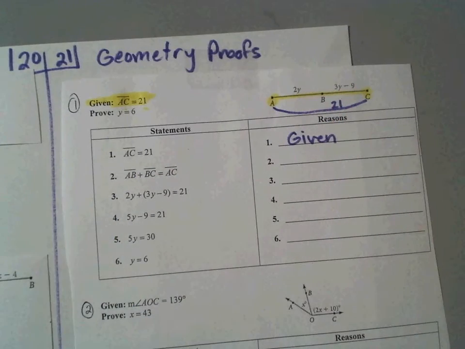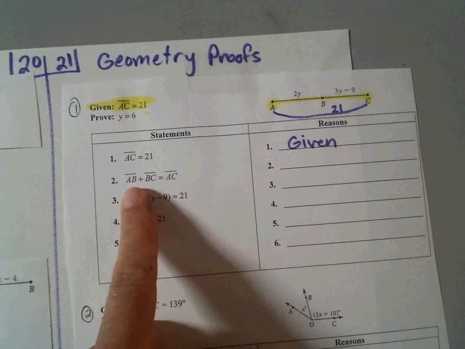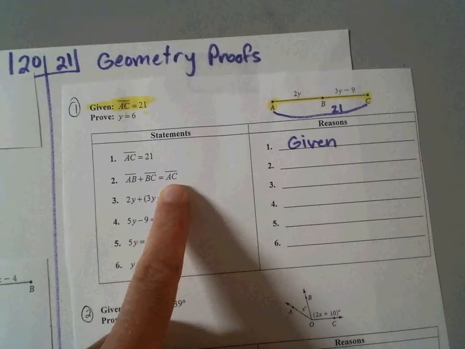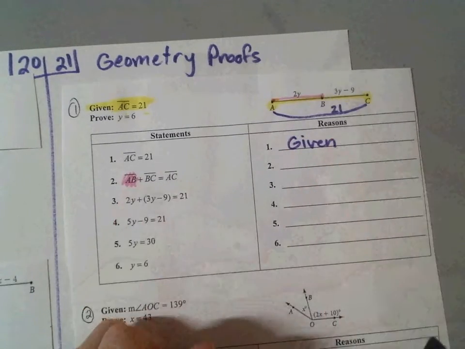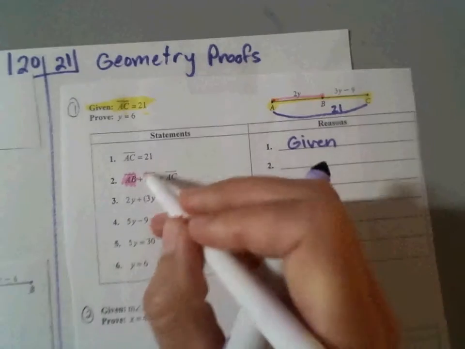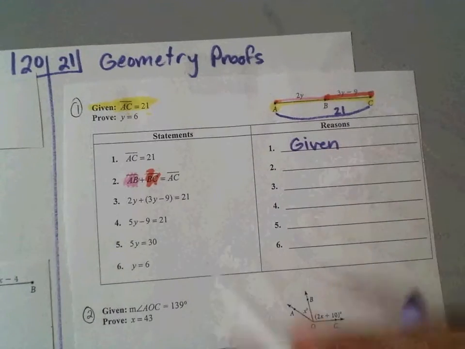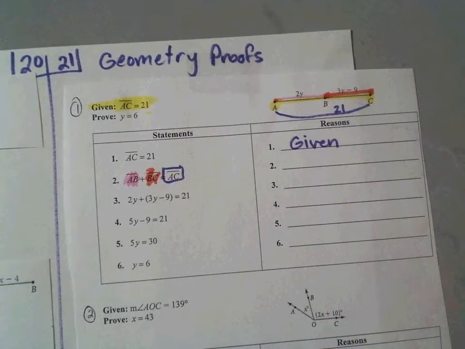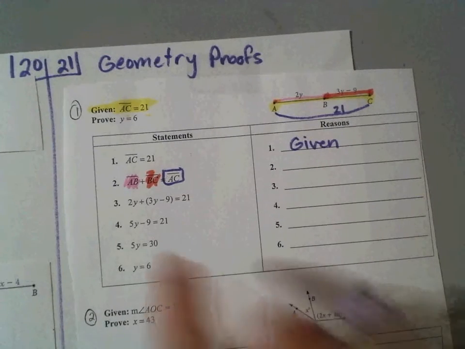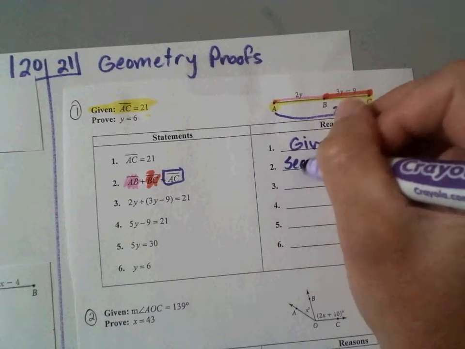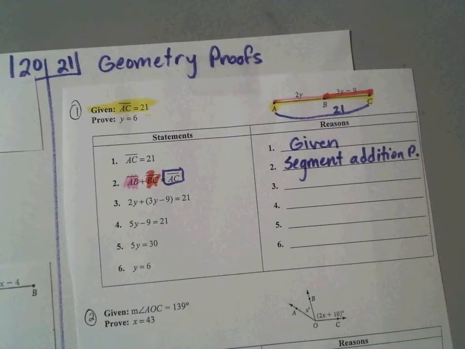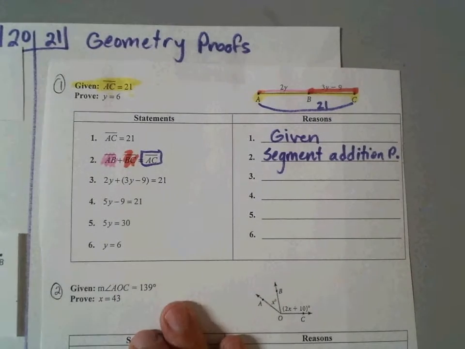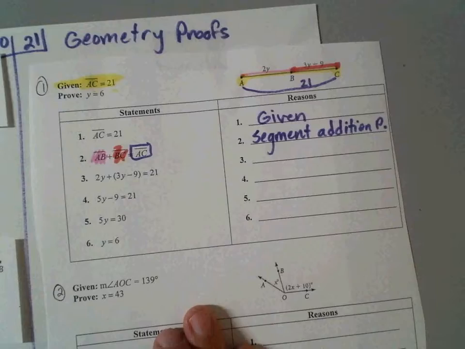Okay, then on number 2, it says segment AB plus segment BC equals AC. Now make sure you're paying attention to what that says. Segment AB, that means from here to here, plus segment BC, from here to here. Does that equal the total, which is in purple? Yes, and we learned that before in our notes. It was under the segment addition postulate. So that's what our reason is. I know that piece plus piece equals total because of the segment addition postulate. So we put segment addition, and we can just put a P to make note that we know it's postulate.